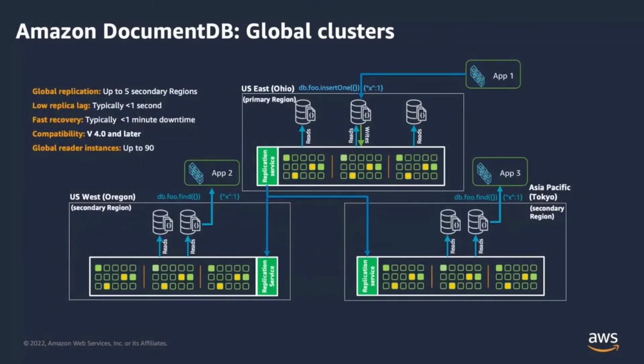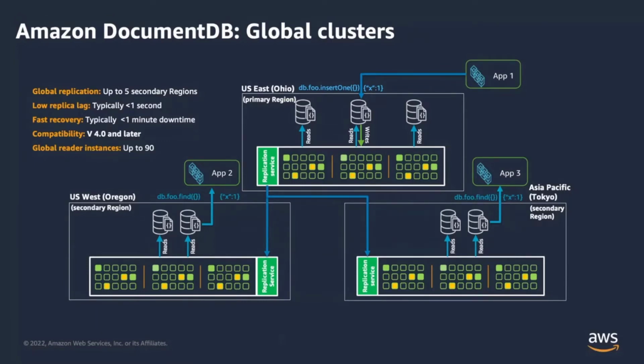So now that we saw how Amazon DocumentDB is architected in a single region, let's expand that concept out to global clusters. Amazon DocumentDB global clusters allows you to replicate data to up to 5 secondary AWS regions. And this replication is offloaded to the storage layer as well. This is a physical replication from the storage layer of the primary region to the storage layer of the secondary region. And since it's a physical replication, the replica lag is very low, typically less than a second.